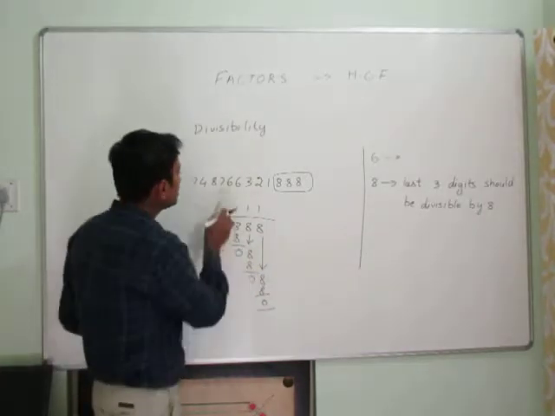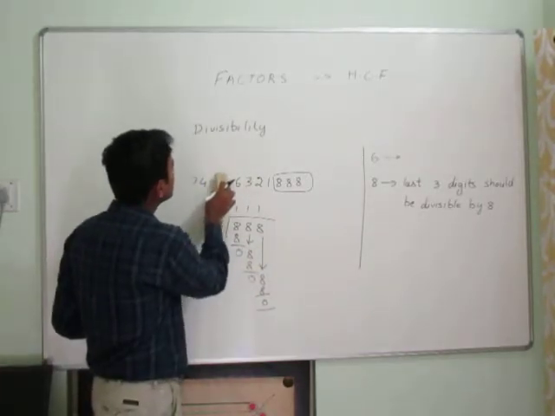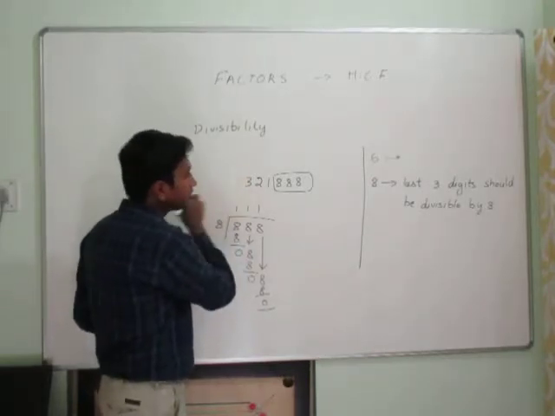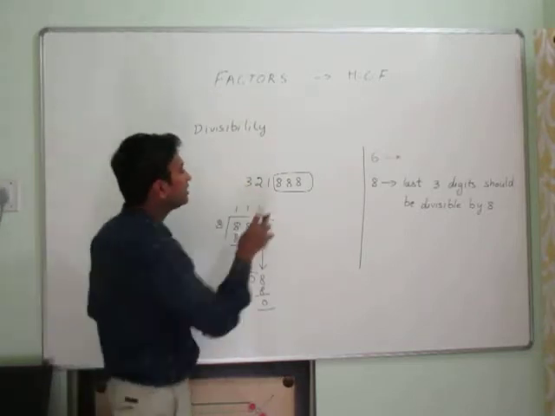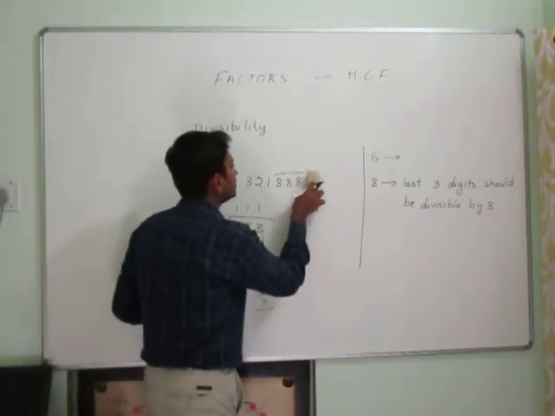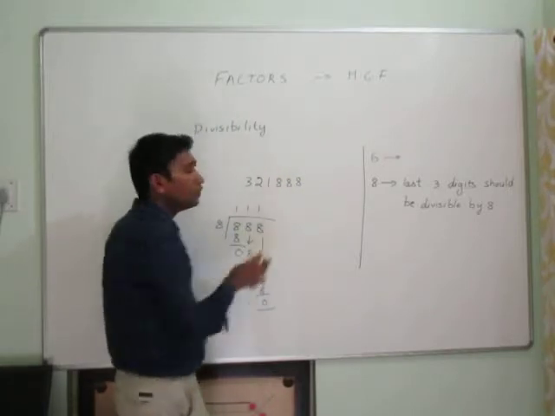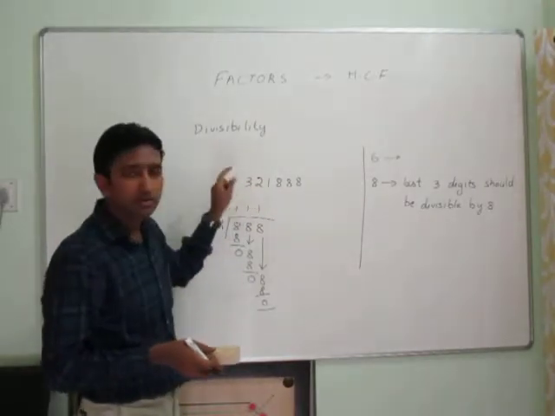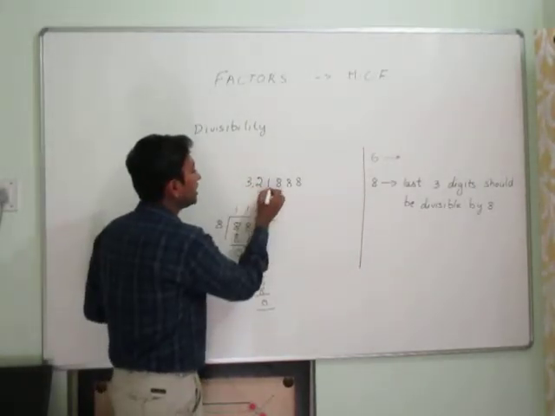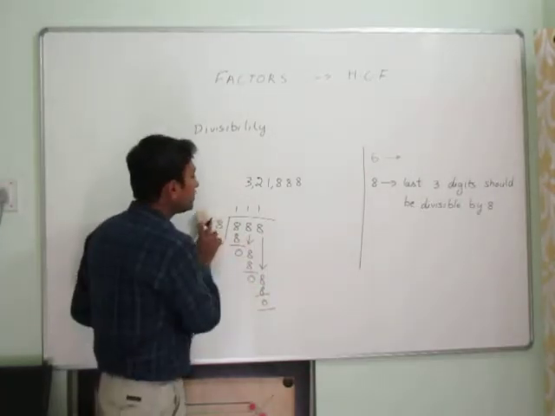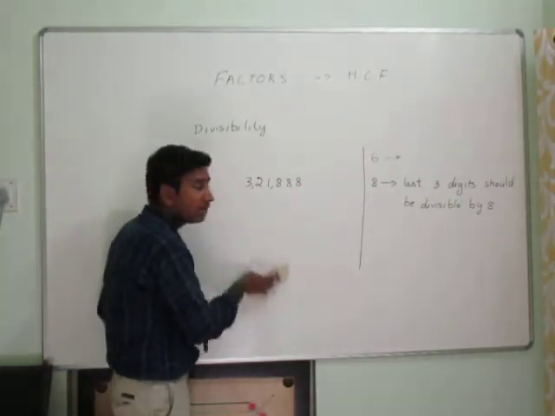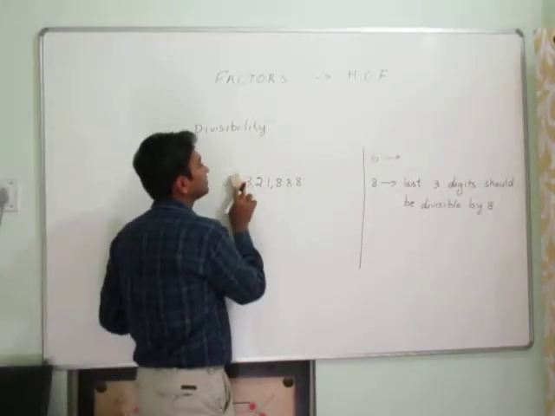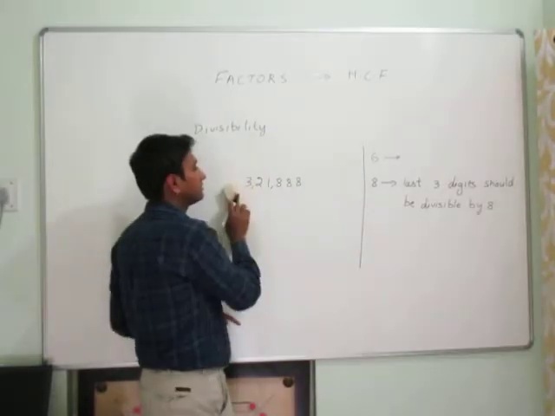If you want, you can check this. Just delete these numbers. Now check, is 321888 divisible by 8? Unit, tens, hundred, thousand, 10,000, lakh. Is 3,21,888 divisible by 8? I suggest you do the actual division and verify for yourself that it is divisible by 8. Please check.